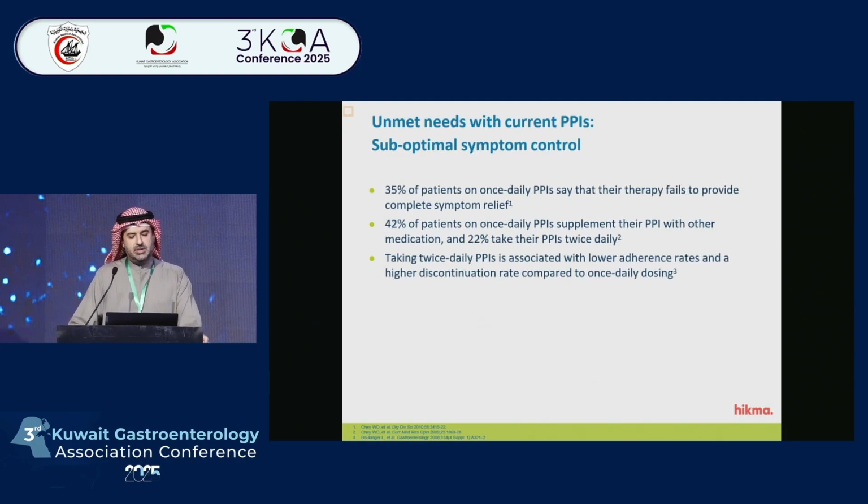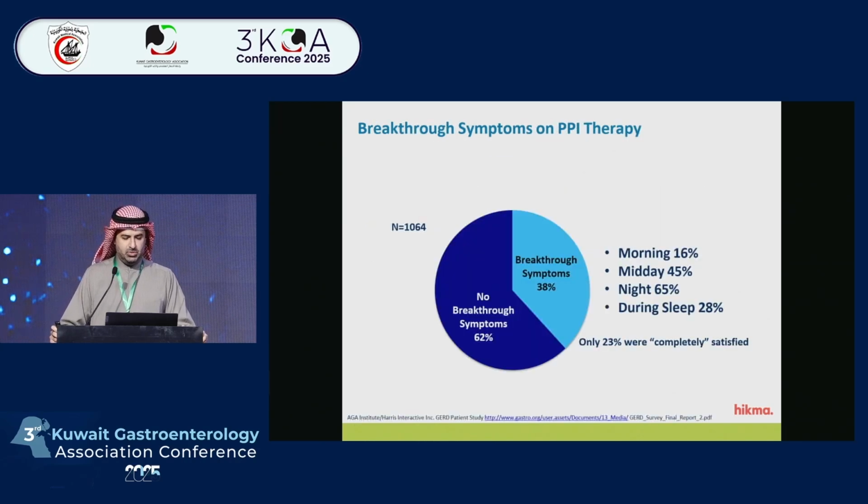So that was just a quick overview of reflux, and now to speak about the unmet needs with current PPIs. There's suboptimal symptom control: around a third of our patients on once daily PPI say that therapy fails to provide complete symptom relief, and up to half of the patients on once daily PPI supplement it with other medication, whether they go to twice daily or add another agent, either an antacid or an H2 receptor antagonist. However, with twice daily dosing, adherence is more difficult for these patients compared to once daily.